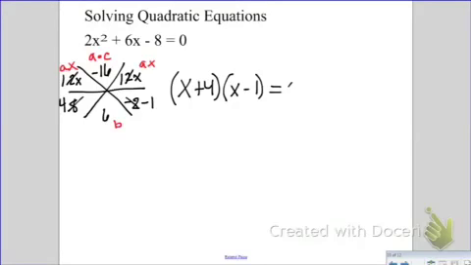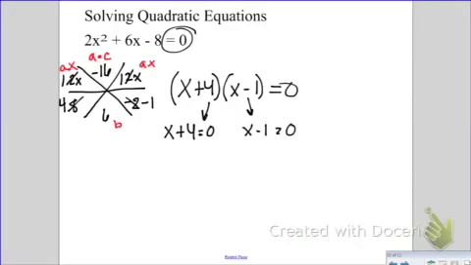Remember, this is still equal to 0 because that equals 0 right now. At this point, this is where you split this into two different problems. What if the x plus 4 is the thing that makes 0? Or what if the x minus 1 is the thing that makes 0? If x plus 4 equals 0, then x would have to be a negative 4. If x minus 1 equals 0, then x would have to be a positive 1. And there are our two answers.